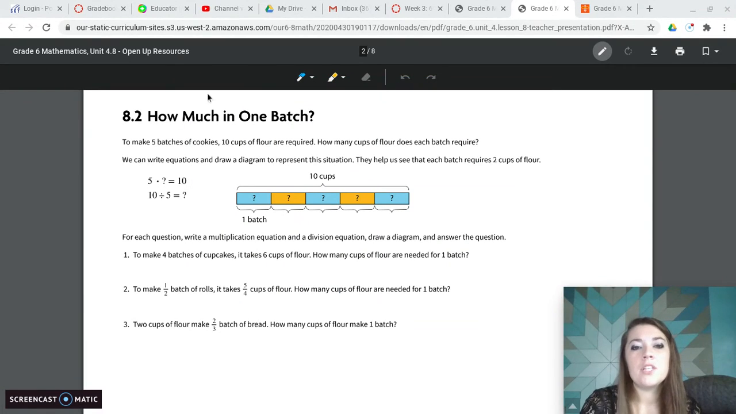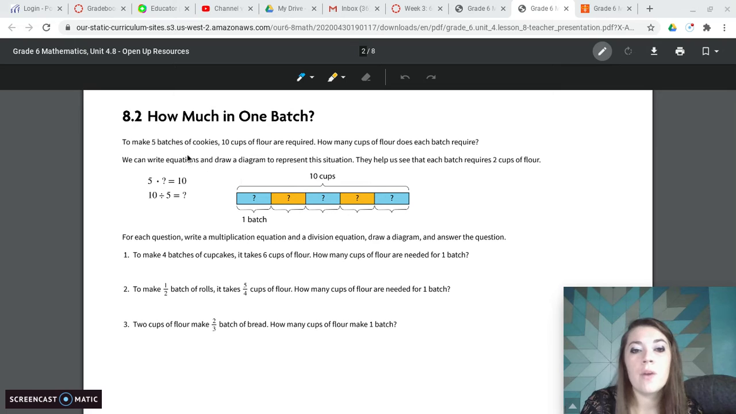So how much in one batch? To make 5 batches of cookies, 10 cups of flour are required. How many cups of flour does each batch require? So right now it's telling us that if we make 5 batches of cookies, which is quite a bit, then it's going to take 10 cups of flour. But what happens if we only want to make one batch? Well, we're going to find out how much flour is required for that.